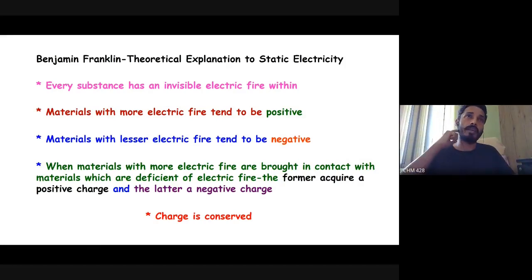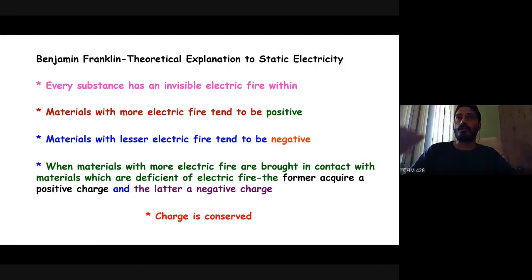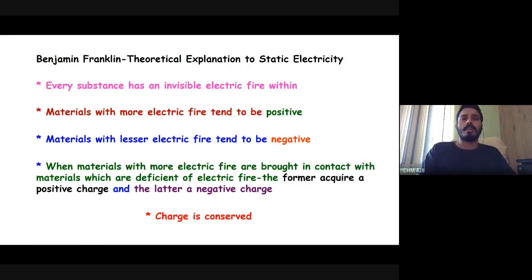According to Benjamin Franklin, every material had an invisible electric fire within. And the materials with more electric fire tend to be positive in the triboelectric series. Why positive? Because it can give that fire to another substance. And materials with lesser electric fire tend to be negative in the triboelectric series. Why negative? Because it can accept that electric fire from some other species.